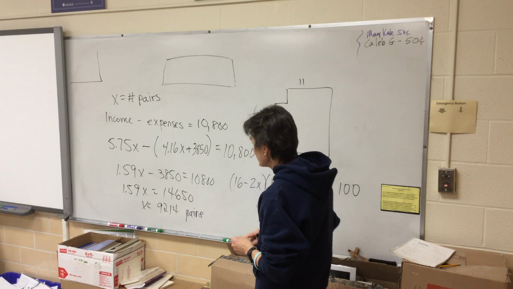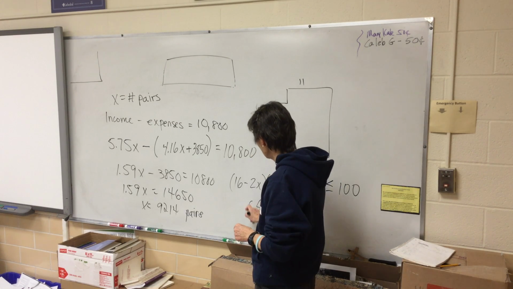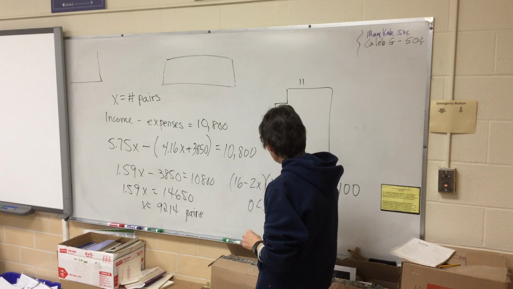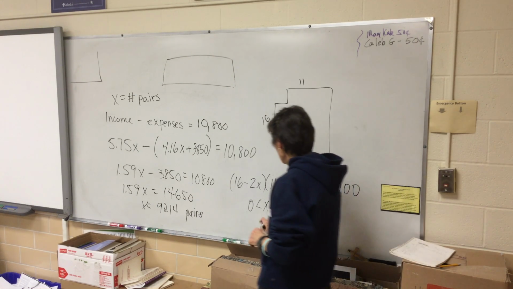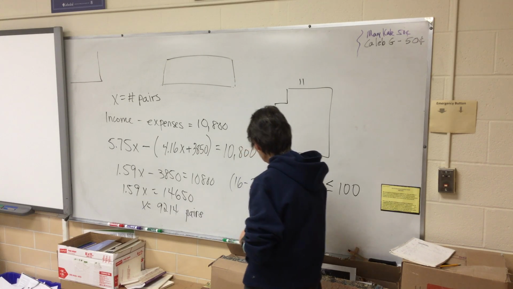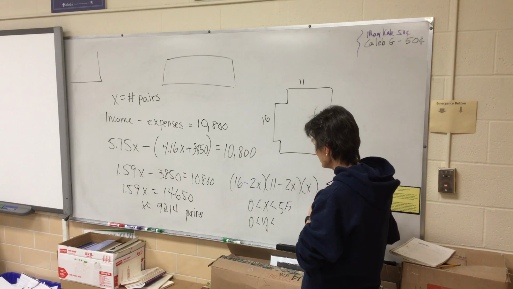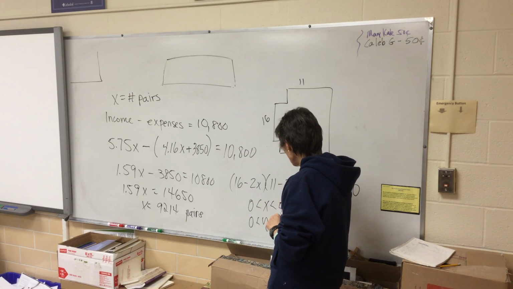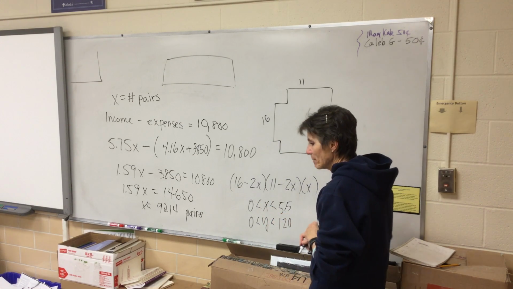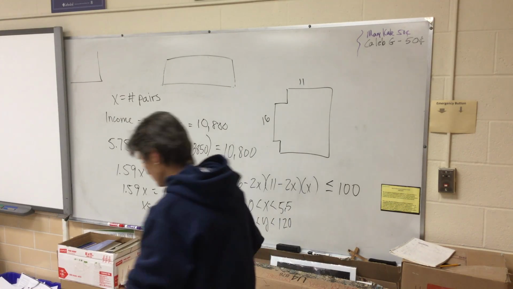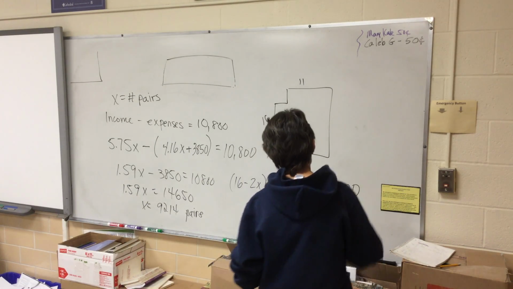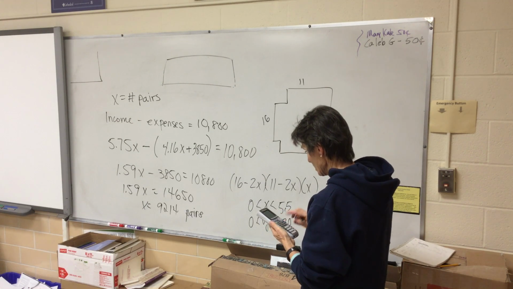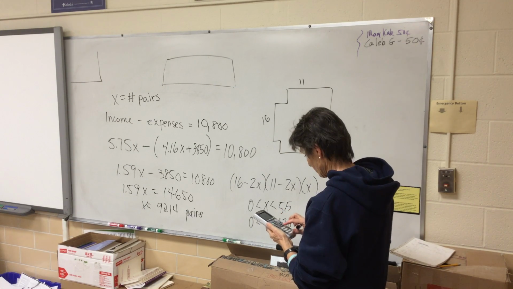What's my domain? X is going to have to be bigger than 0 and less than alpha of 11, so 5.5. And then my y's are going to be between 0 and, now I'm going to be graphing 100, so I might want to put 120 or something bigger than 100, because I know that one of my lines is going to be at 100. So here we go.